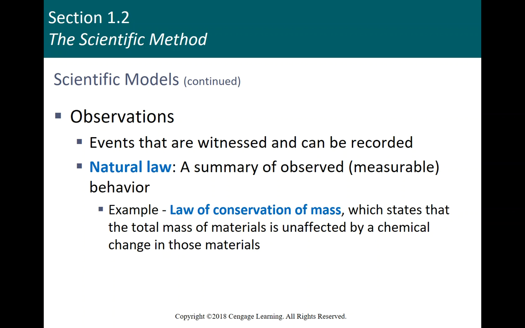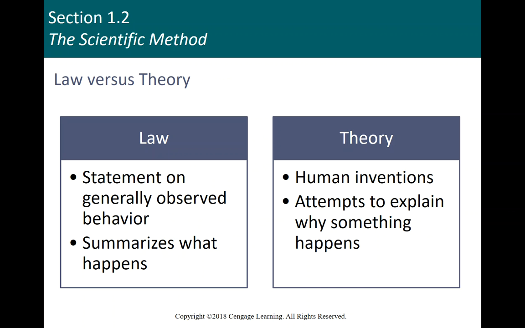A lot of students get confused between law and theory. A law usually is a summary of observed behavior that is always there, always manifests itself. So, for example, on this slide, it tells you about the law of conservation of mass, and that says the total mass of materials is unaffected by chemical change. So, therefore, when they say that's a law, that means they've seen that time and time again, and they continue to see that. This next particular slide shows us the difference between law and theory.